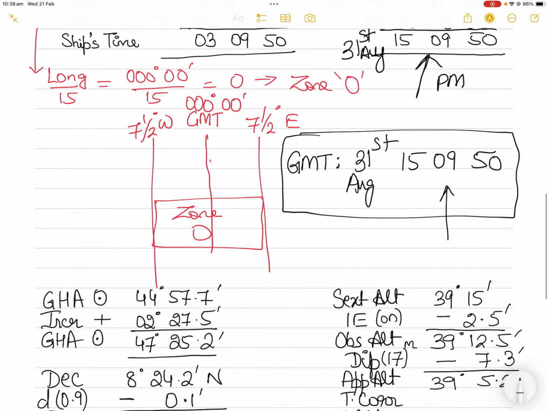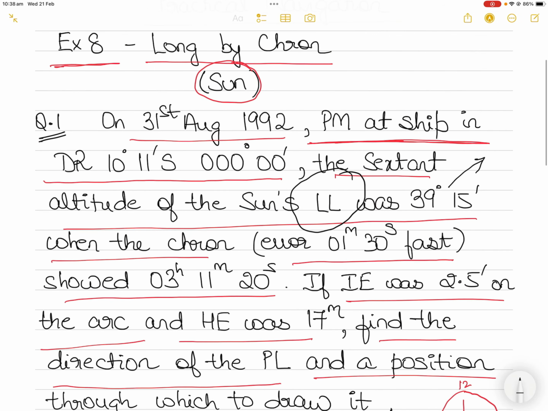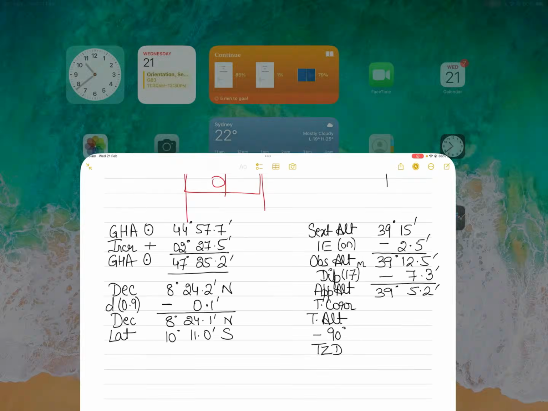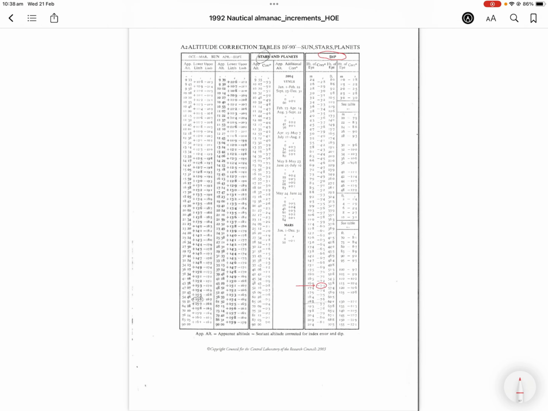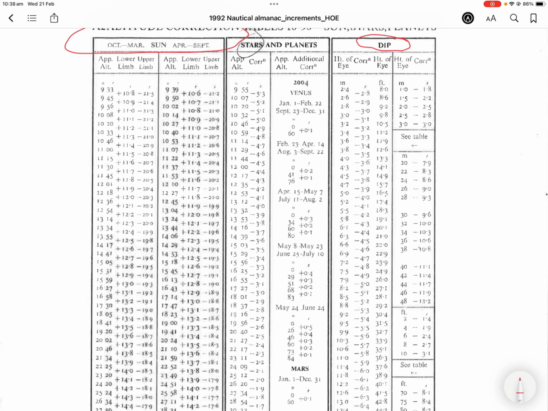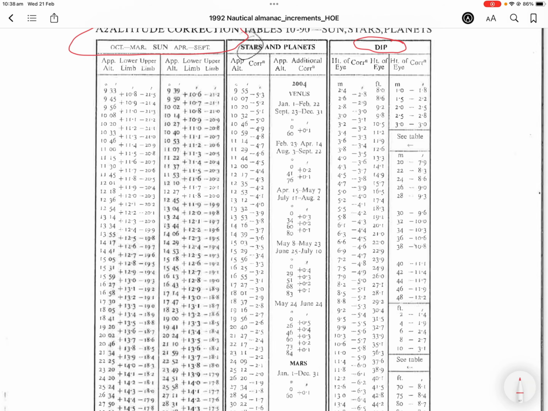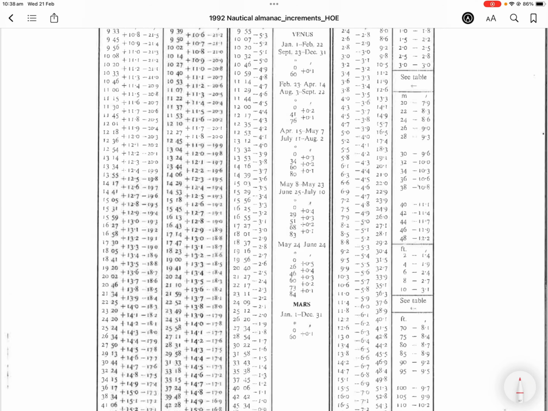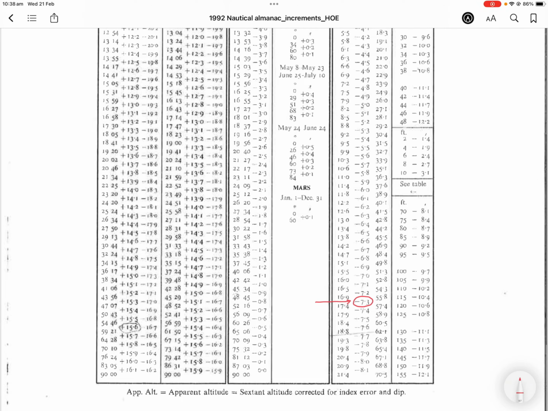Now you take this 39 degrees 5.2 minutes, note down the lower limb information, note down the month of August, and now we go back to the nautical almanac again. Here we are going to apply the total correction for sun. For sun, the total correction of August will be between April and September. All right. So the apparent altitude value is 39 degrees 5.2.